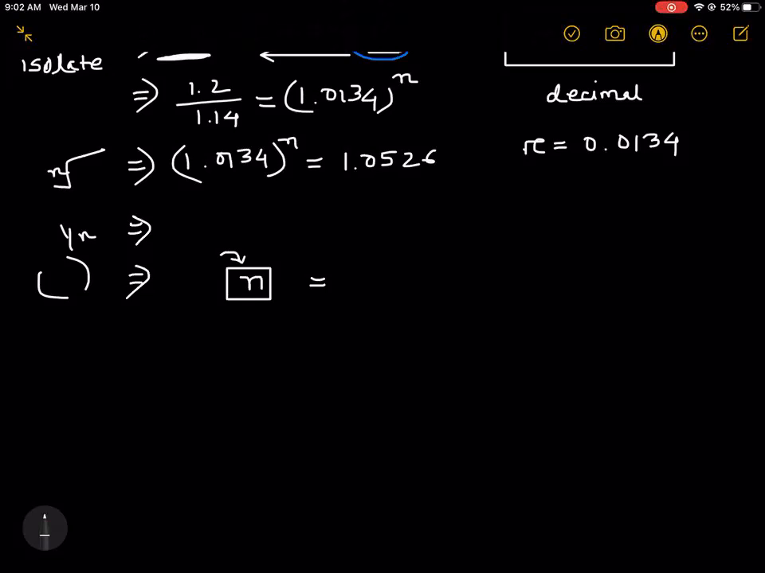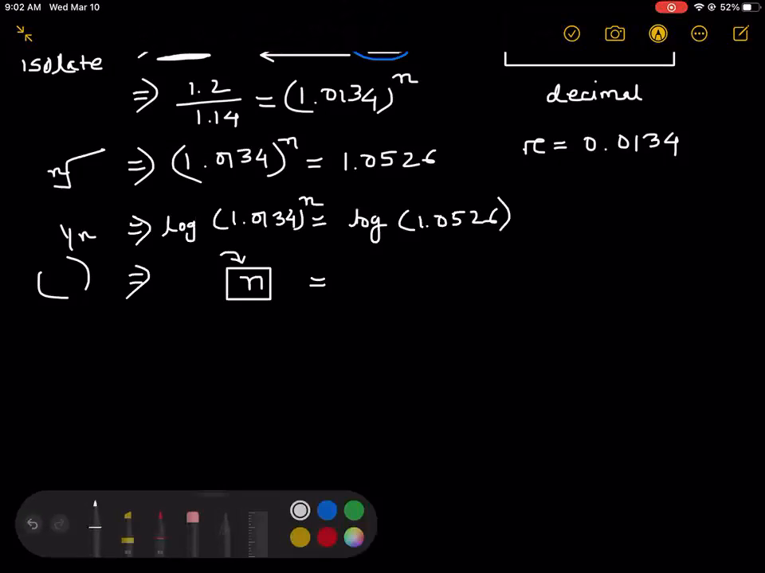Who wants to volunteer? Would you take the log of 1.0526? Okay, so you're saying I'll just take log on my right. You're almost right, very good. Whatever you do, you need to do that on both sides. So technically, you're almost right, but you need to do that on both sides, not on your right only.